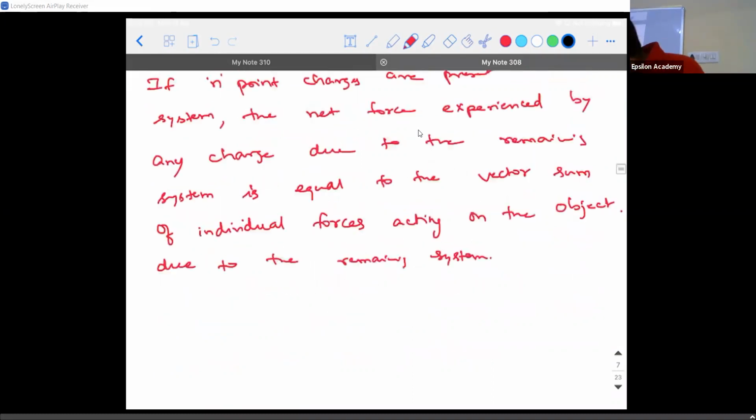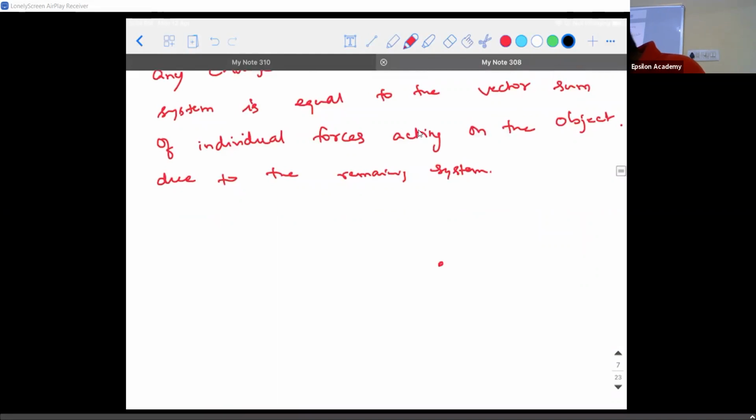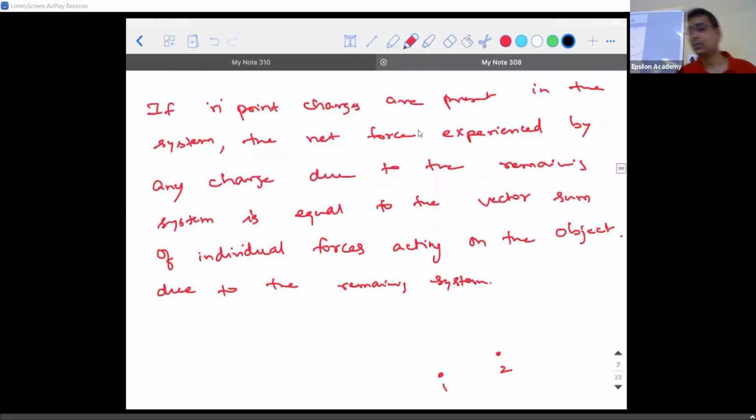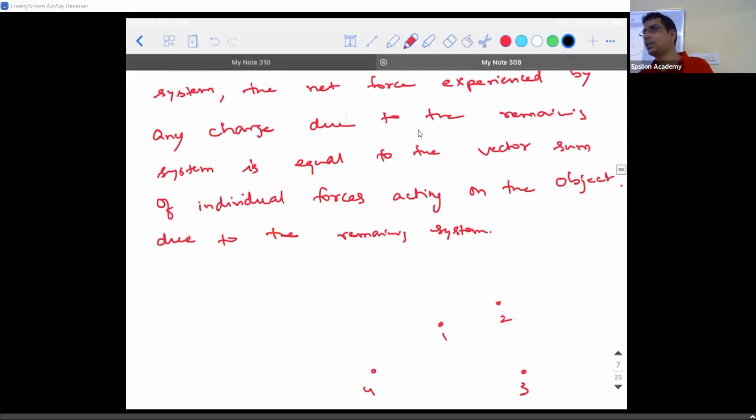Now see. If I take this as 1, 2, 3, 4, all these charges are randomly spaced. I don't know the distance between them. Now what does the statement say? If there are n point charges in the system, then the net force experienced by any charge due to the remaining charges is equal to the vector sum. Underline the words vector sum, because force is a vector quantity, of the individual forces experienced by the same charge due to the remaining part of the system.